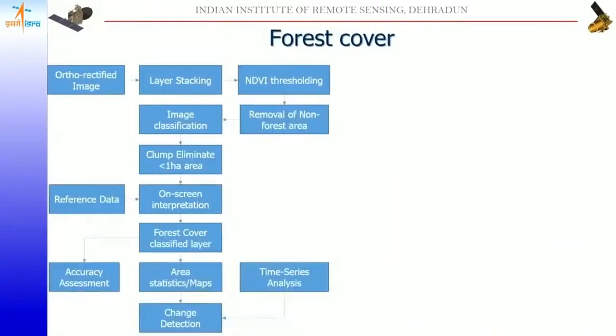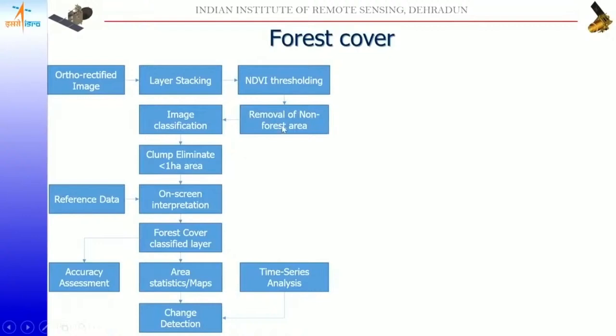So we will first come to the forest cover, because this is the most important base layer on which we can work for the assessment of various criteria or parameters for biodiversity. As per the classification of the Forest Survey of India, a forest patch with more than 1 hectare and more than 10% canopy cover, we consider it as a forest.